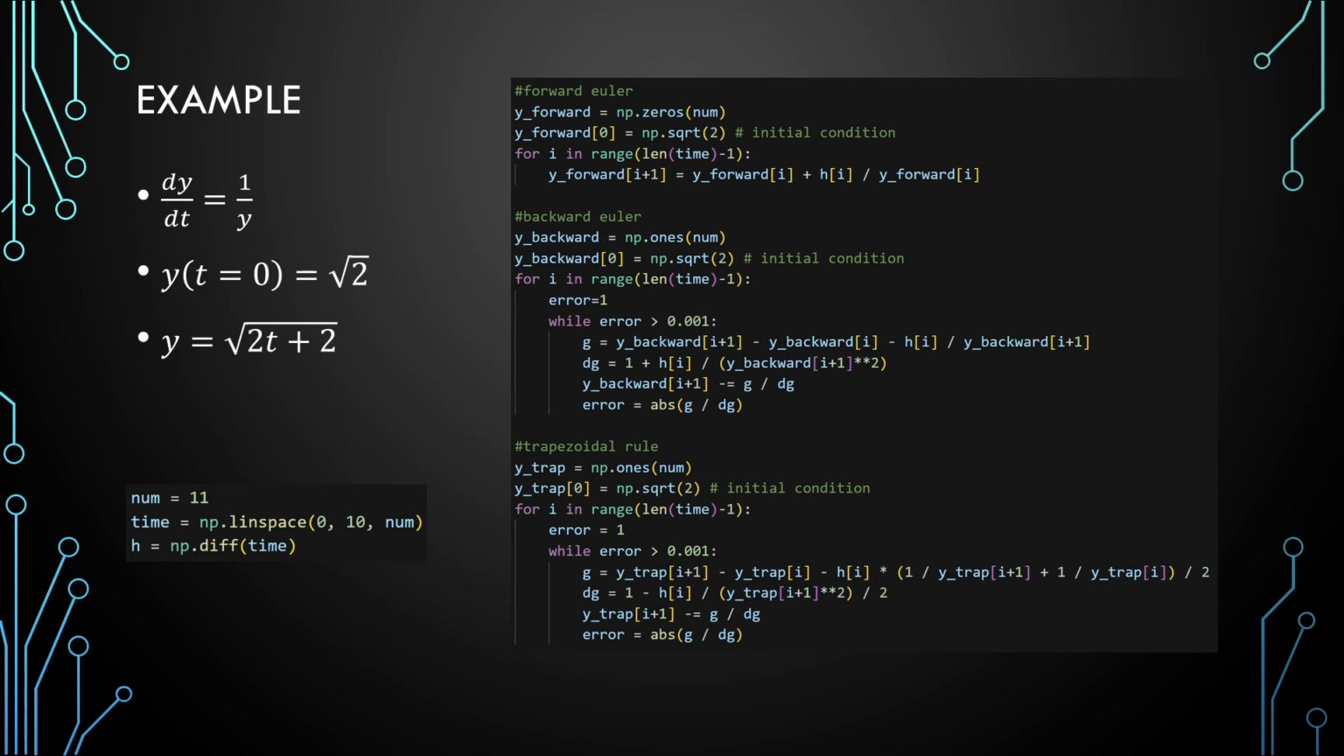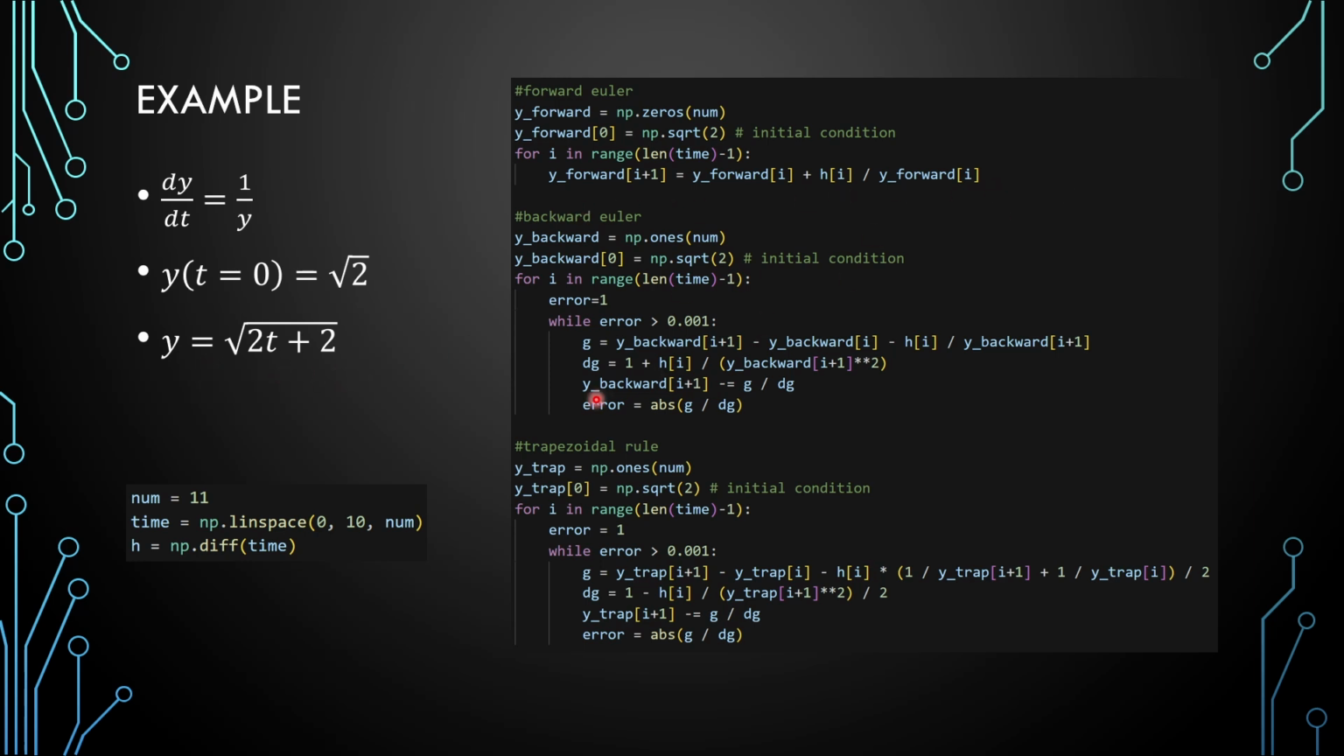Now I'm going to show you a simple example to apply these 3 different methods. I would like to solve the differential equation dy over dt equals 1 over y, with the given initial condition that y is the square root of 2. This equation can be solved analytically, and we get the exact solution, which is y equals the square root of 2t plus 2.